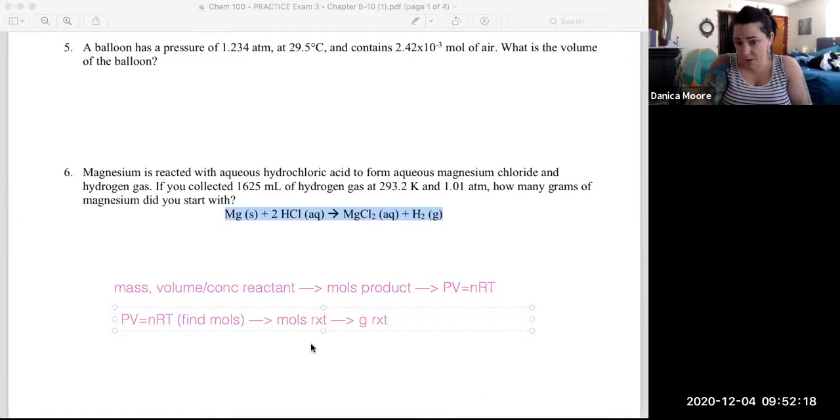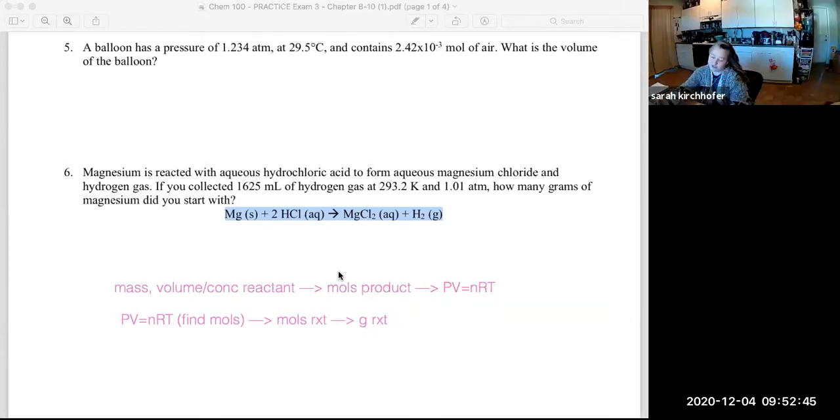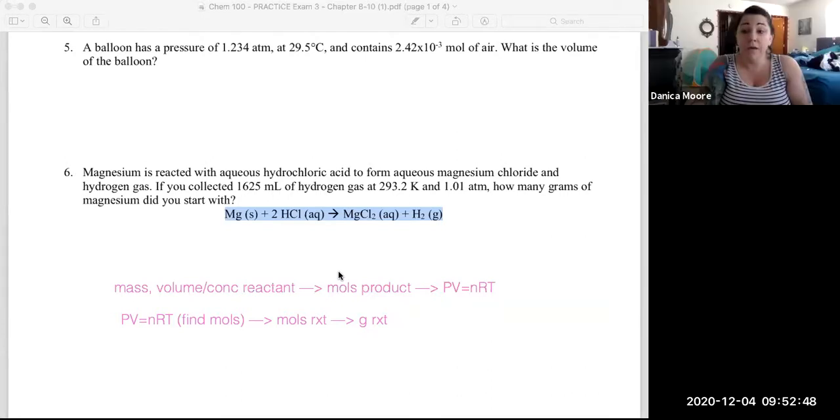So same type of problem, but here we're starting with PV equals nRT to find the moles, right? And then we'll go to the moles of the reactant, which in this case, we're looking for magnesium, and then grams of magnesium. Does that make sense, guys? Cool. And we'll go through how to do this problem again in just a little bit, but I just wanted to talk about the general forms that you could see for gas stoichiometry. And you had mentioned that you'll always have a balanced equation for us, right? That's correct. Yes, you'll always have a balanced chemical equation given.